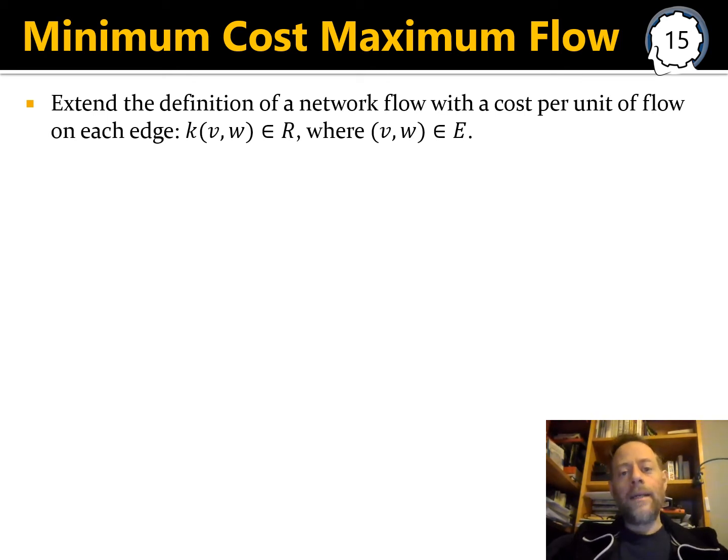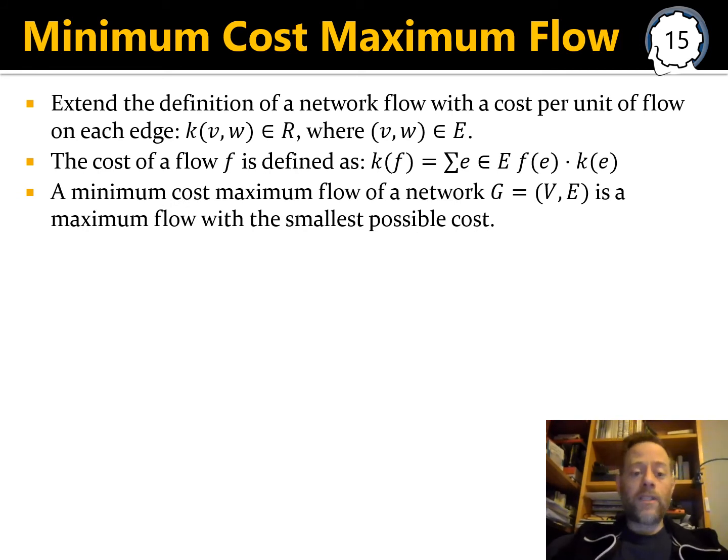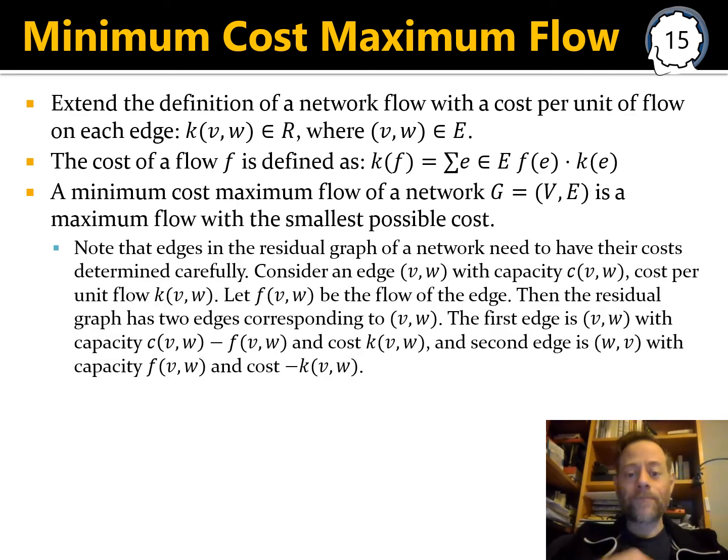So what we do is that we extend the definition of a network flow with a cost per unit of flow on that edge. So basically, how much does it cost to push 1 unit of flow over this edge? That is the cost, here called K. And then the cost of a flow is, of course, the sum where you multiply the cost with the flow, and then you sum that up for every edge. And then, of course, the minimum cost maximum flow of a network is the maximum flow with the smallest possible such cost. So very straightforward.